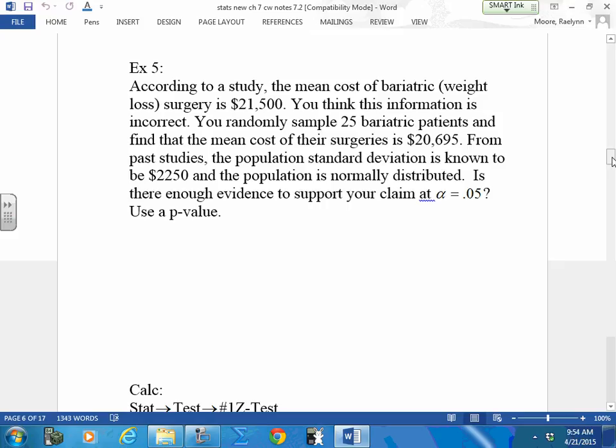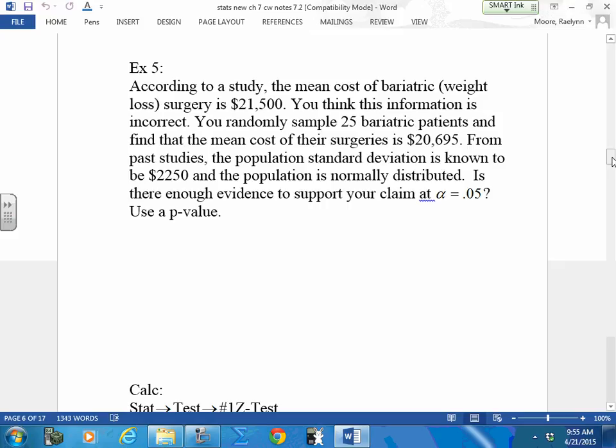According to a study, the mean cost of a bariatric or weight loss surgery is $21,500. You think this information is incorrect. You randomly sample 25 bariatric patients and find that the mean cost of their surgeries is $20,695. From past studies, the population standard deviation is known to be 2250. The population is normally distributed, because we don't hit a 30 in this, and we want to know, is there enough evidence to support the claim?